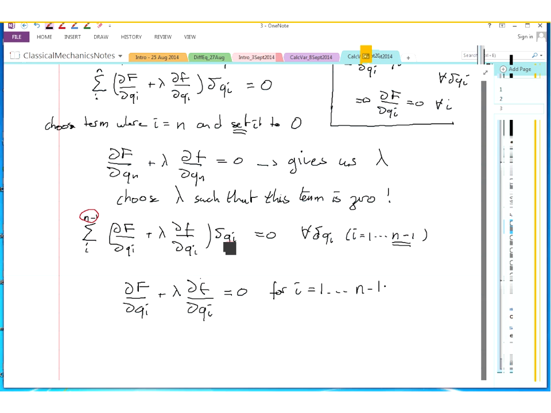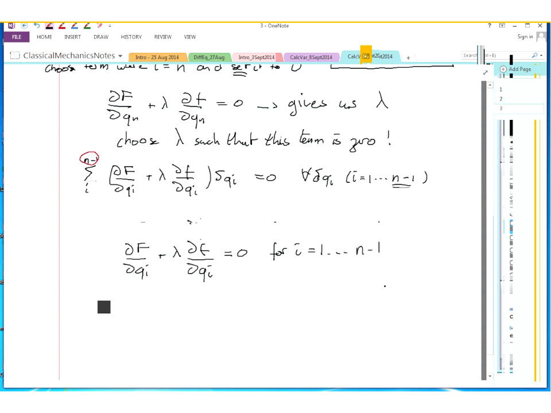So we have two equations, right? We have this one equation on the nth term where we have ∂F/∂qn plus lambda ∂f/∂qn equals 0. And that's the equation that defines the lambda. And then for all the other terms, we can vary these guys independently. And so for all the other terms, ∂F/∂qi plus lambda ∂f/∂qi is equal to 0. And so the problem is now solved, right?